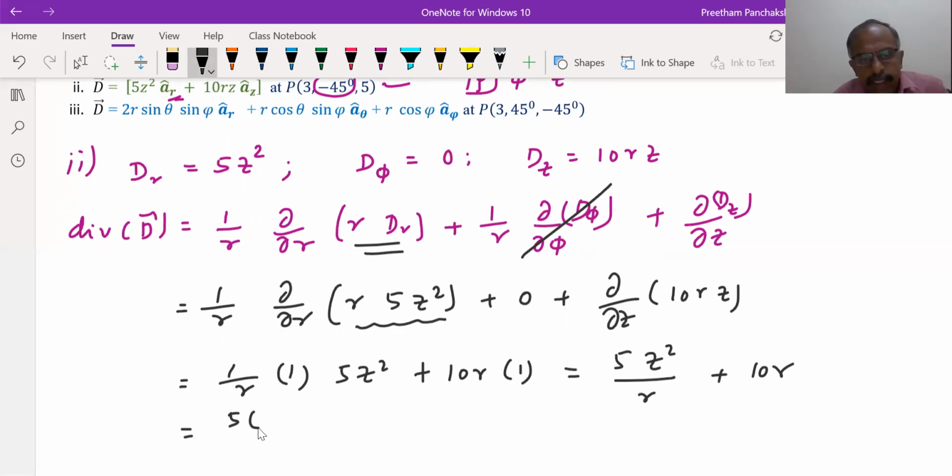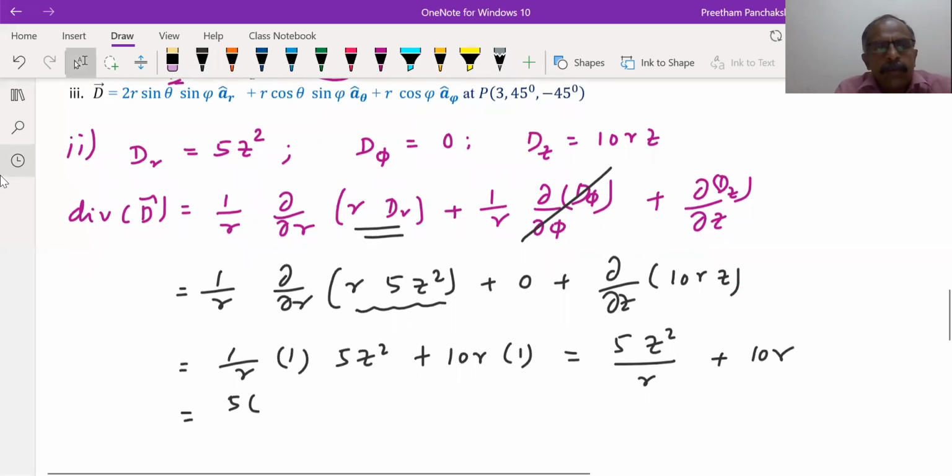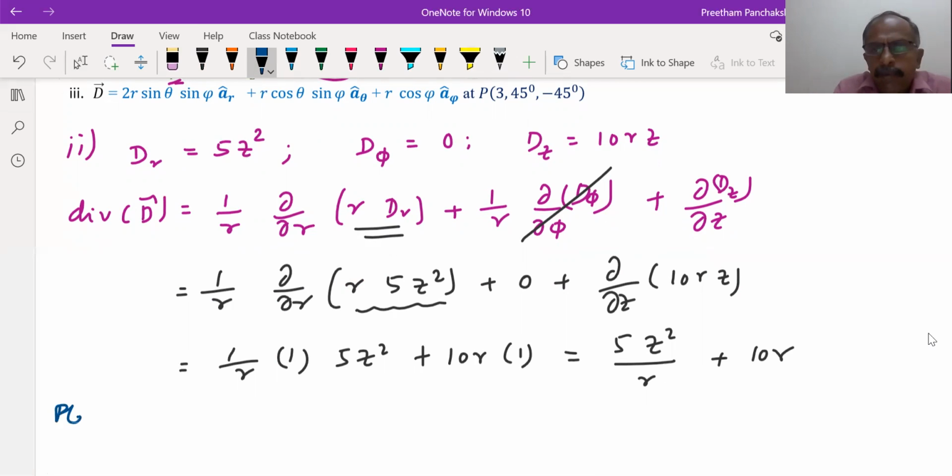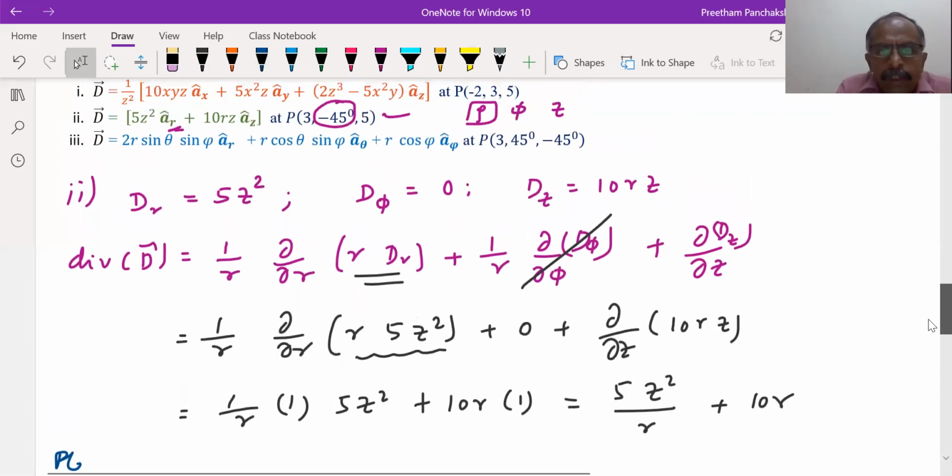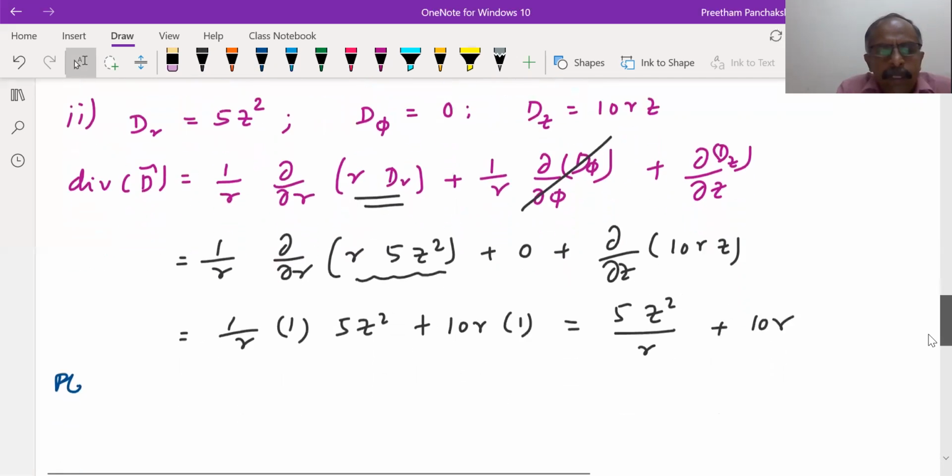Here we need the z value, so we have to find the components of the point required. First let me write the point P at which we need to find the divergence. If you look into the formula, 3, minus 45 degrees and 5. There is a point given.